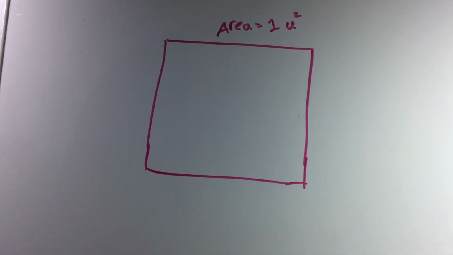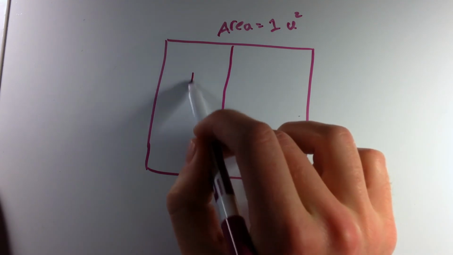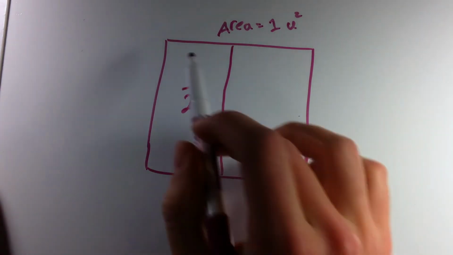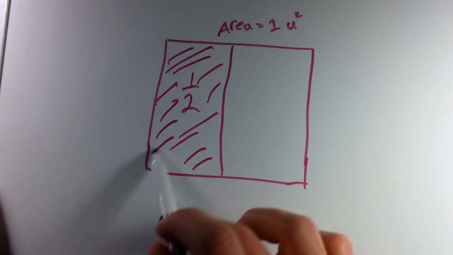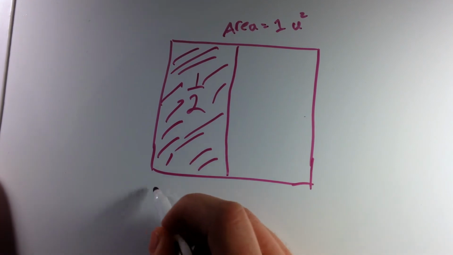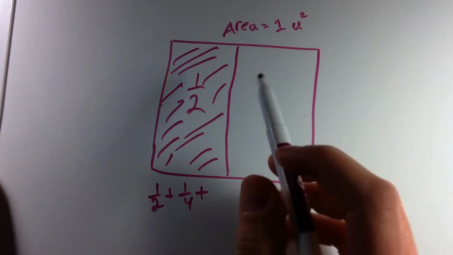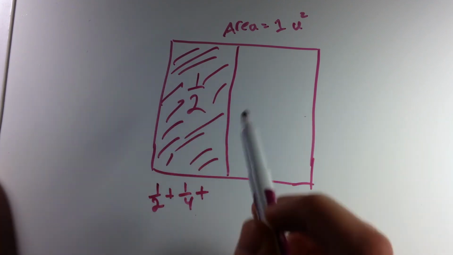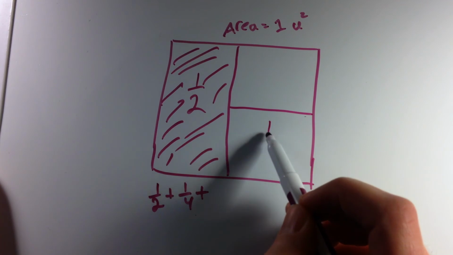If I want to take a half, I can break it down, 1/2. We can shade this area here, and we have half of a unit. And then I want to add a 1/4. And so 1/4 of the whole unit is right here. That is 1/4.